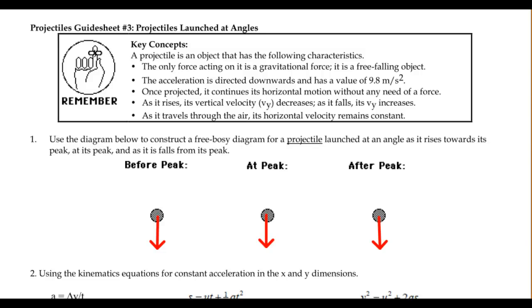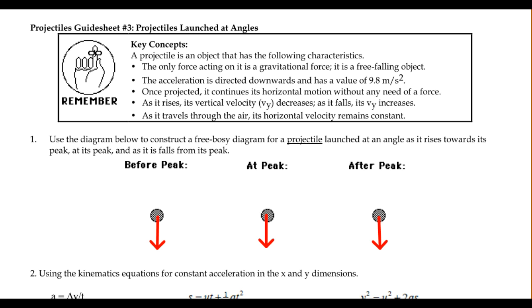This time we'll be looking at what happens when you launch projectiles at a given angle and how that changes from horizontal launches. Again, the key concept with any projectile is that the only force acting on it is gravity. We're assuming no air resistance. That's a big assumption, but it simplifies our workload at this point. The acceleration on the Earth is directed downward and is 9.8 meters per second squared.